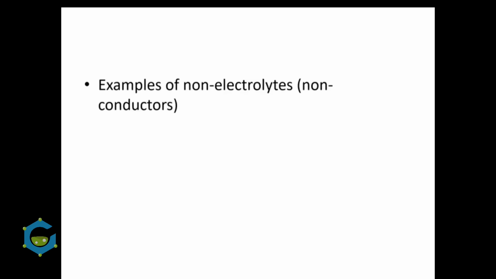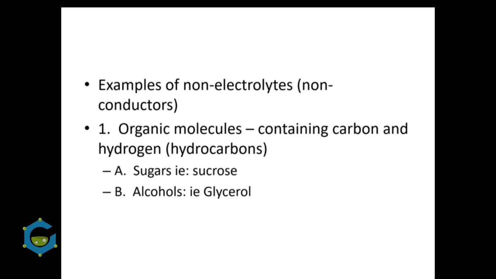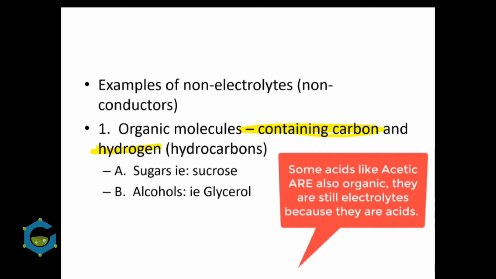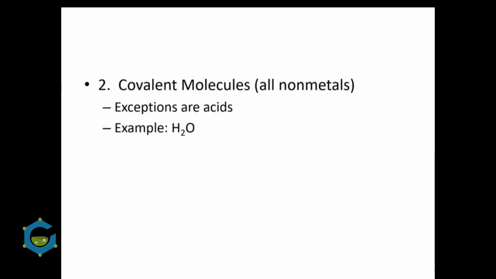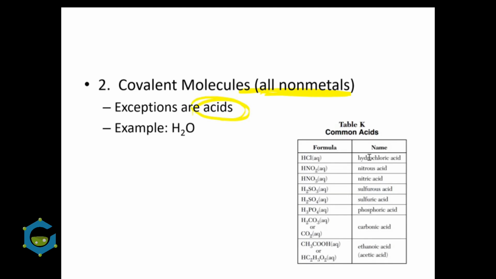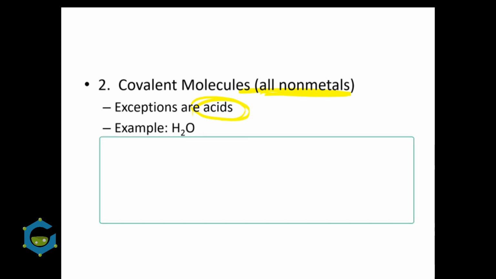So some examples of non-electrolytes would be organic molecules, which means anything containing carbon and hydrogen. These would include sugars like sucrose or alcohols like glycerol or ethanol. They don't conduct electricity when you put them in water. So that's number 1, organic molecules, non-electrolytes. Our second category is covalent molecules. We're talking about all nonmetals, if you remember from back in bonding. They're not electrolytes, and our exceptions are our acids. You have acids that are covalent, they are electrolytes. An example of this would be pure water, H2O, it's not an electrolyte.